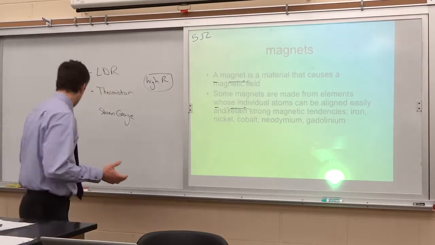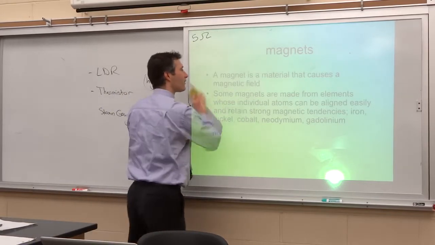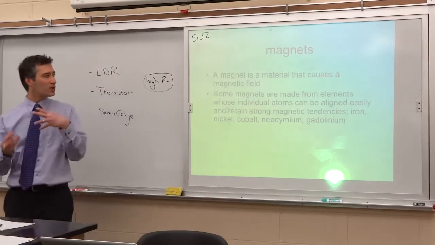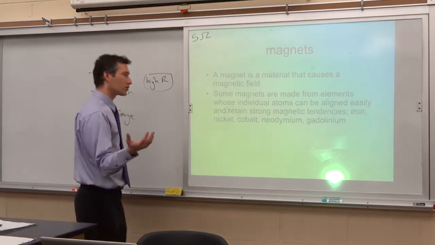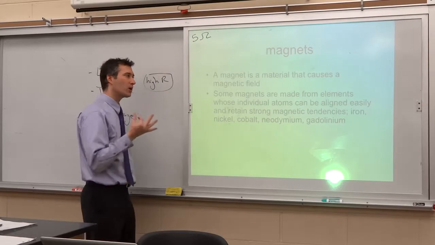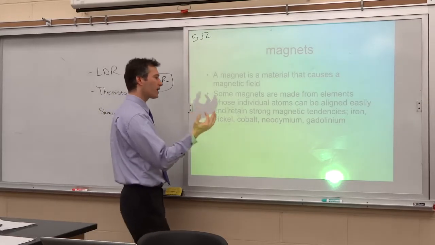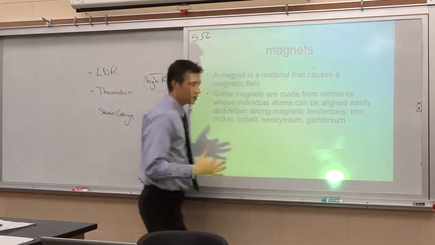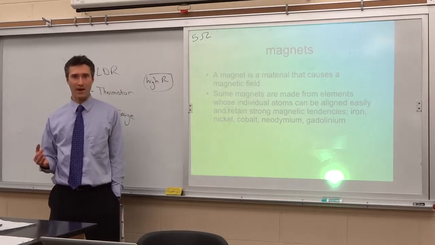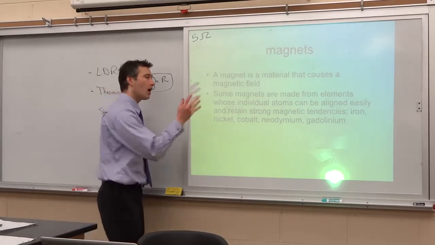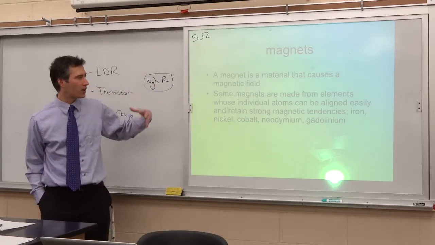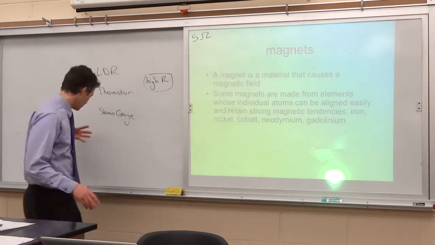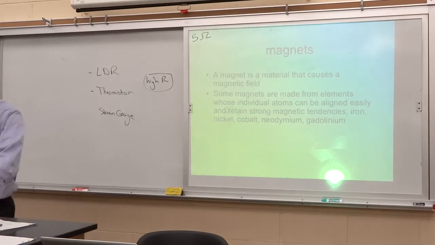Now, some magnets are made out of materials whose little electron orbitals can be easily aligned. Some examples of materials whose electrons we can align pretty well are things like iron. The cheapest magnets, like probably refrigerator magnets, are just made out of iron. Nickel and cobalt are good elements whose electrons we can align. Aluminum is actually another one that I don't have up here.